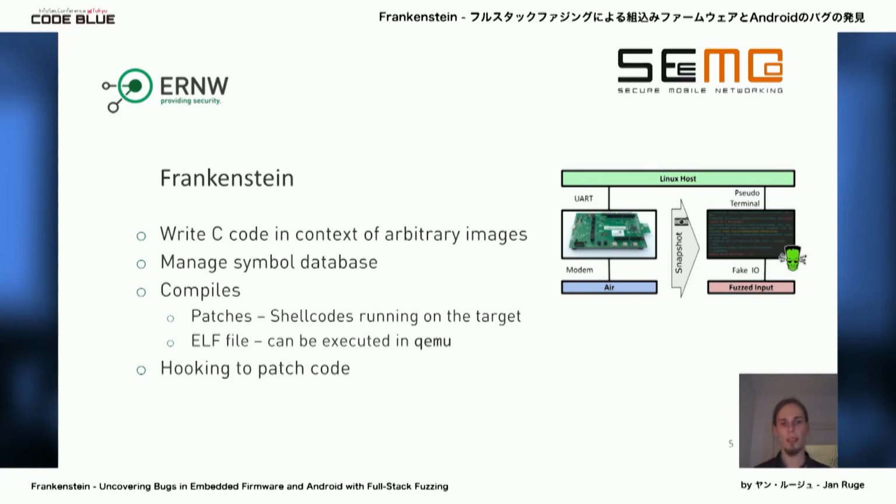So we have something like a symbol database where we have all our symbols that can be managed. And in the compilation step, you can either compile patches, which are basically tiny shellcodes that can be pushed to the device and executed, or we can compile it to an ELF file that can then be executed in QEMU-ARM, for example. Most of the tasks in Frankenstein are performed using hooking. For example, we can replace functions, or we can print debug messages if a particular function was called.